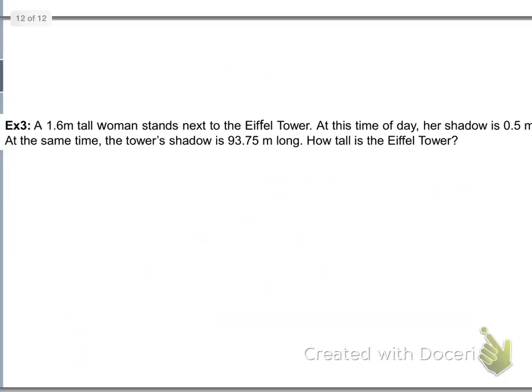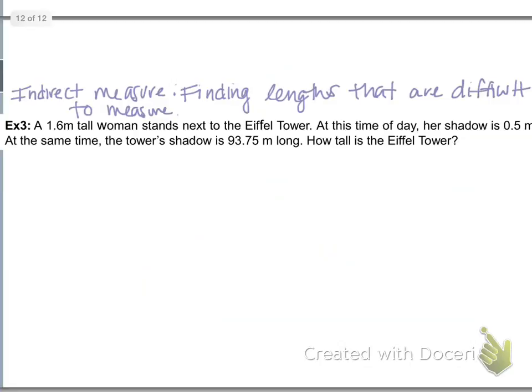Okay, there's a little vocab word that I'm going to stick in here, so if you just give me a second, I'm going to write it all in and then I'll explain it. Okay, so an indirect measure is when you're finding a length that is difficult to measure. So in this situation, we're going to be measuring the height of the Eiffel Tower. It's kind of hard to guesstimate what the height of the Eiffel Tower is going to be.